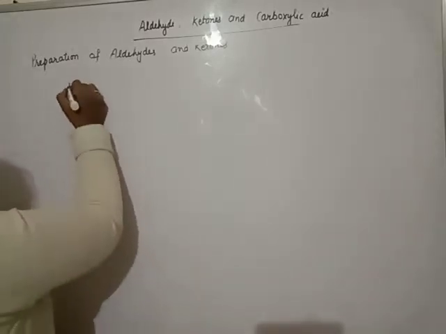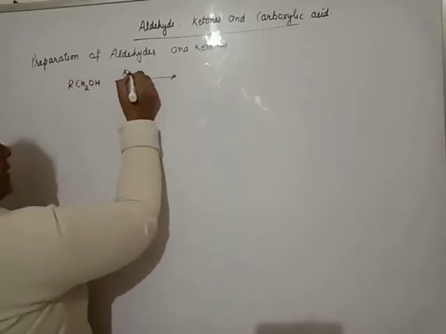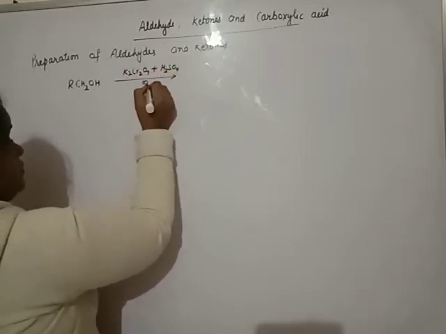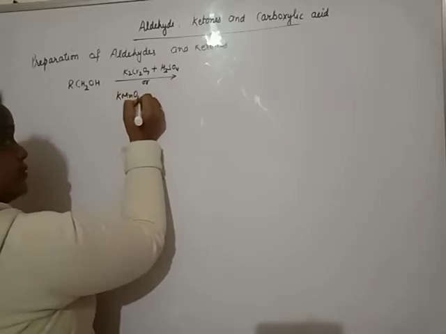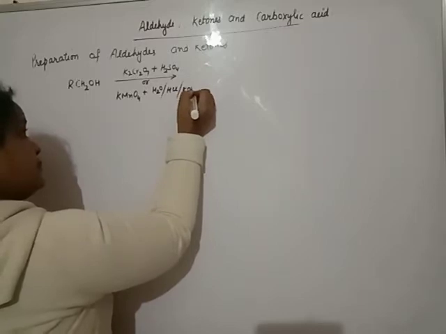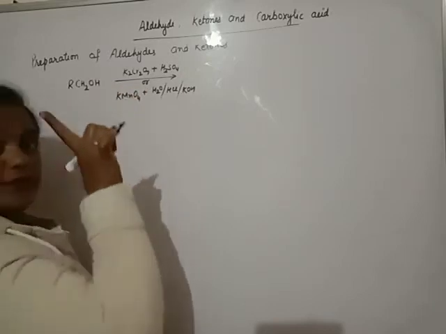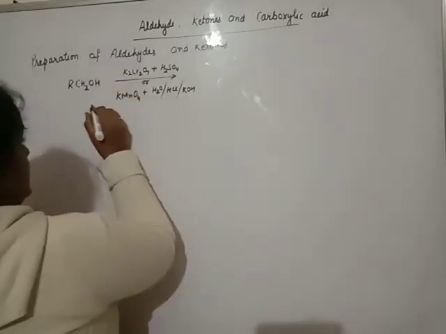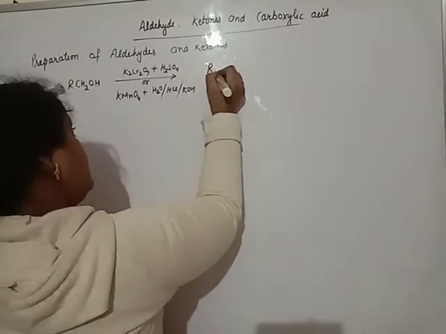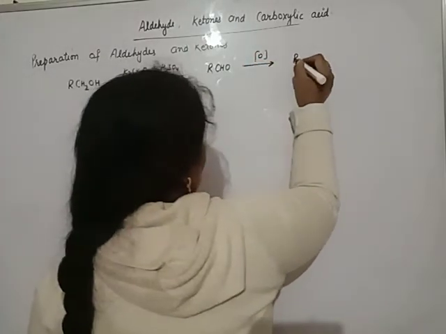For example, beta, primary alcohol is oxidized with a strong oxidizing agent, potassium dichromate or potassium permanganate, either in acidic medium, basic medium or neutral medium, either one of them. They release nascent oxygen. Beta, this nascent oxygen combines with hydrogen and gives aldehyde, but this reaction will end up at carboxylic acid.